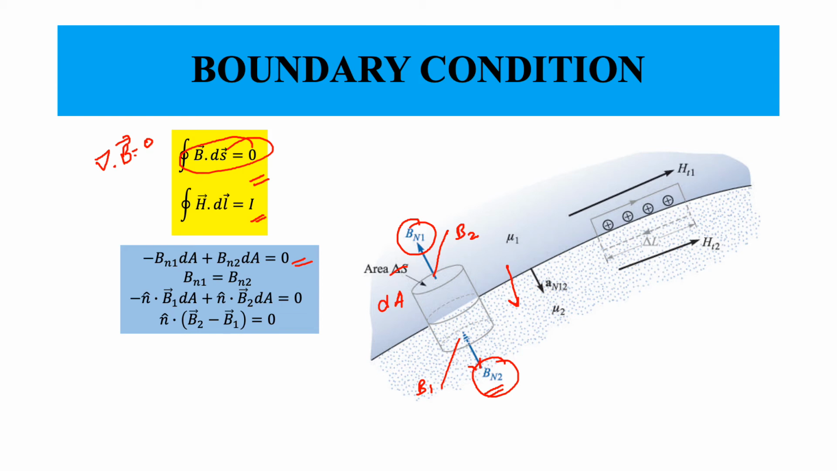and I can write this in terms of vectors also. So in terms of vectors, this is minus n dot B1 dA plus n dot B2 dA is equal to 0, and n dot (B2 minus B1) is equal to 0. Okay, now we can have a current enclosed only when there is a thin conductive layer.